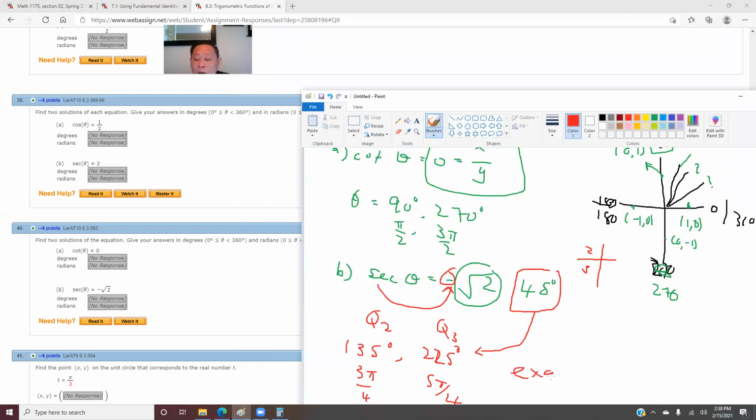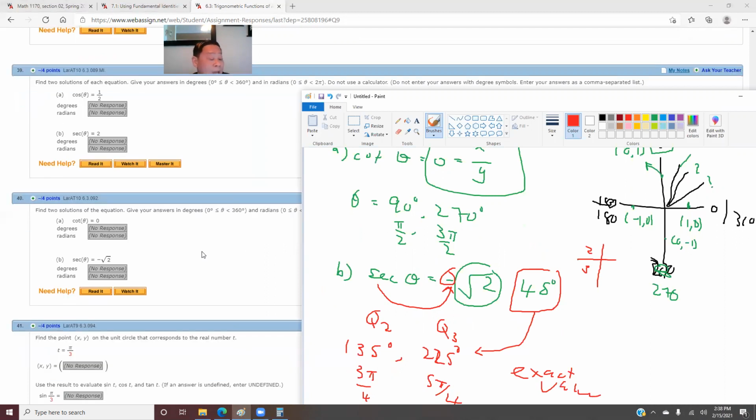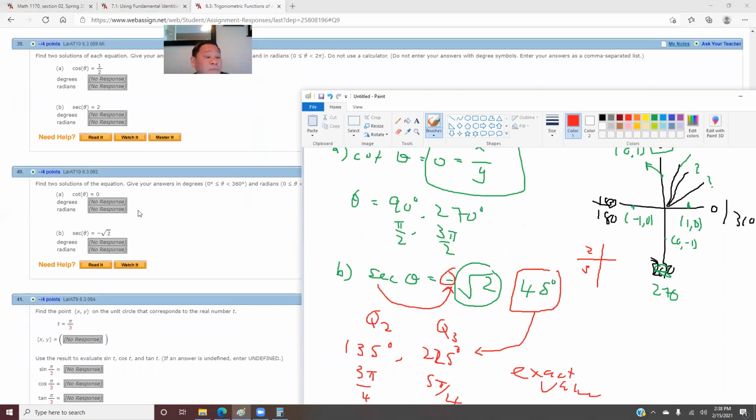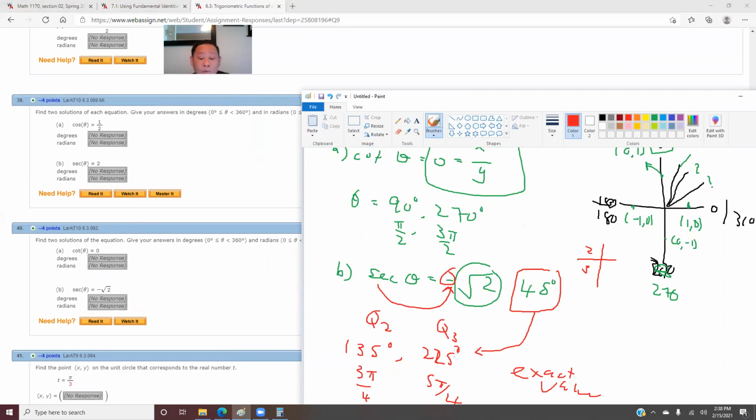So this is what I'm talking about, exact value, and this is what I'm looking for. And again, how many answers do you have? 2. Two for each box, yeah, because they have to belong to 2 different quadrants.